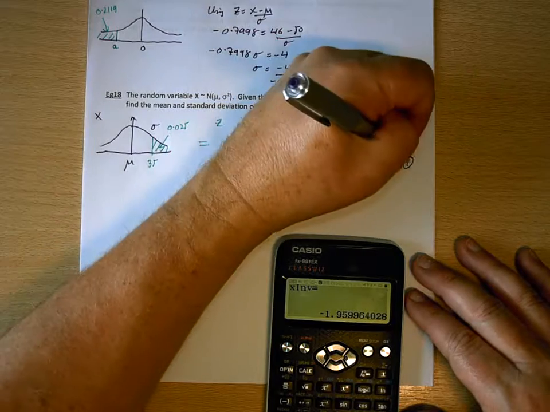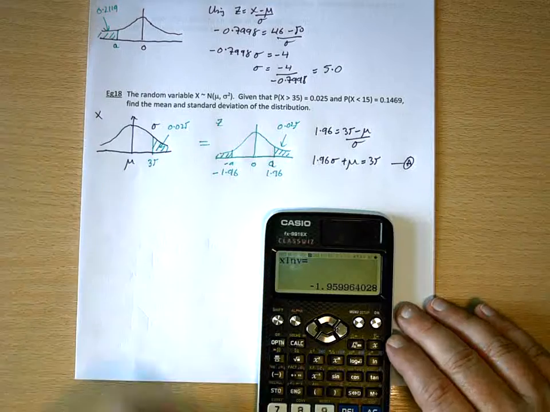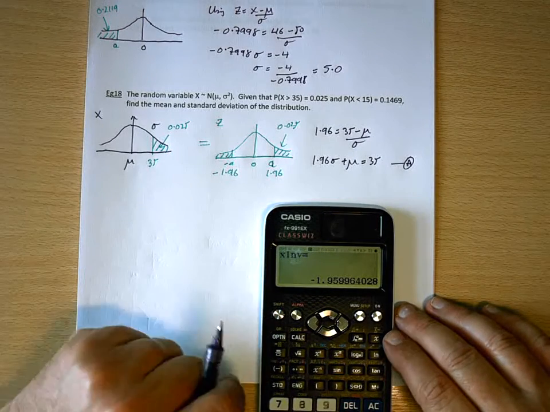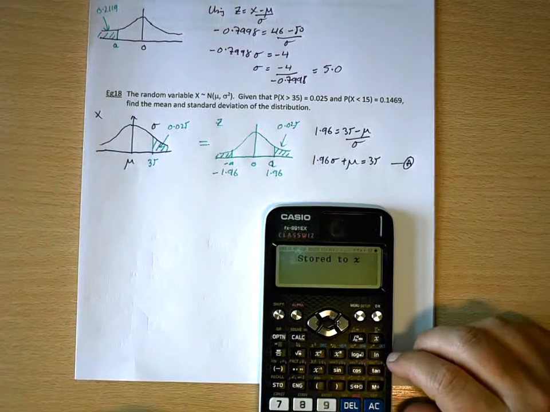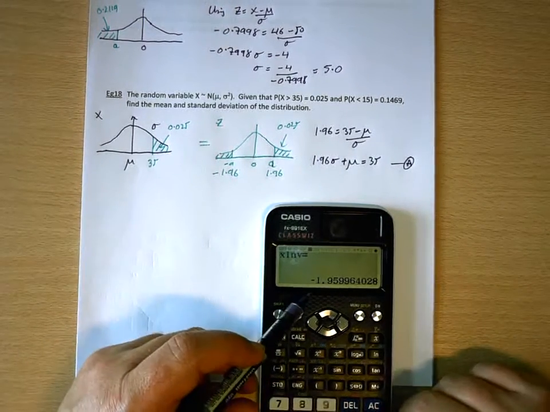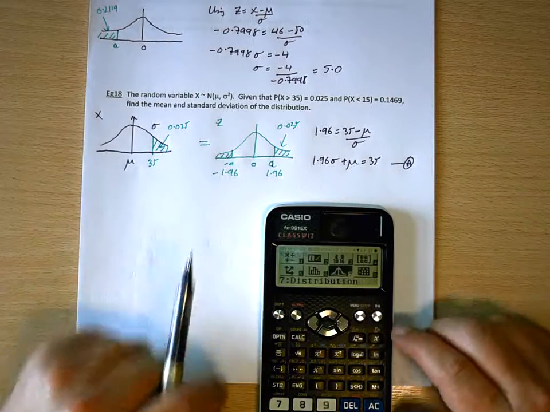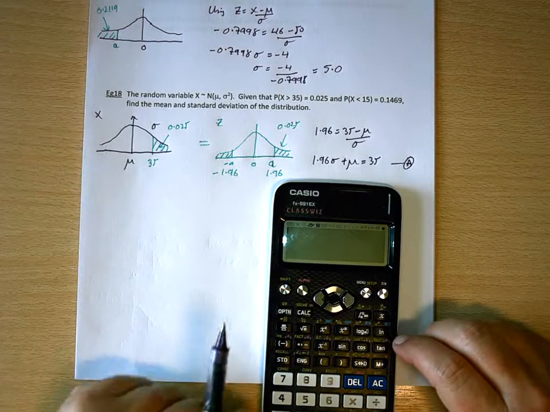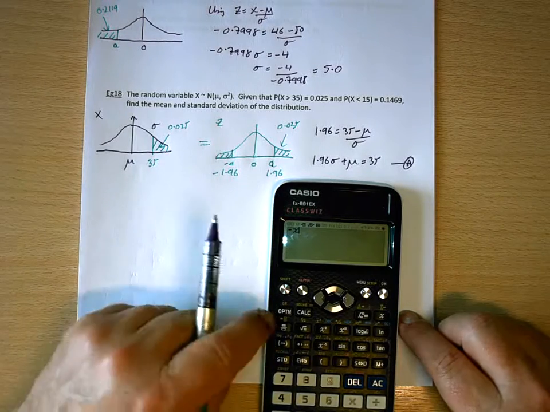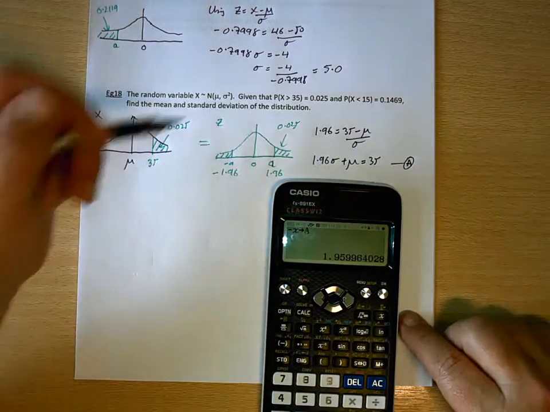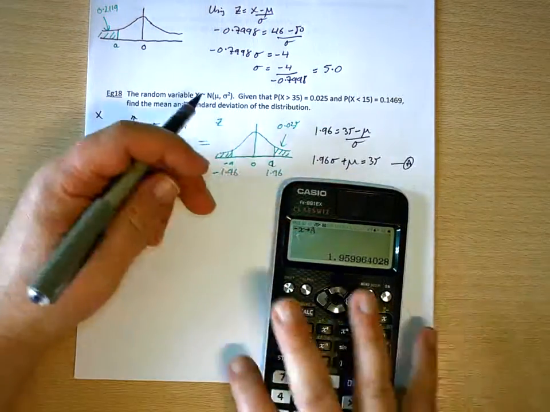So if I call that equation A rather than 1, and if I store that in x, I have to remember it's negative and I need to make it positive. So go into arithmetic, and if I do minus x store a, then in a I've got the positive 1.96.